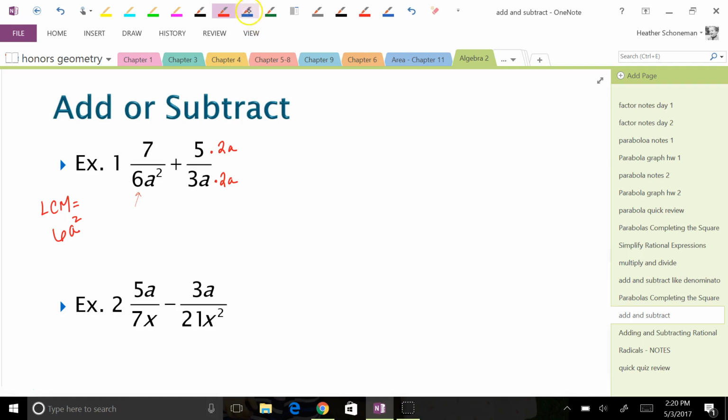Okay, so now I'm going to rewrite this. This is going to be 7 over 6a squared plus 10a over 6a squared. All right, now they have common denominators.